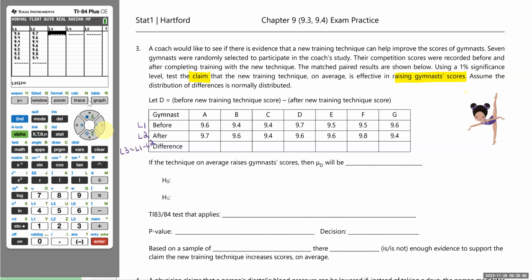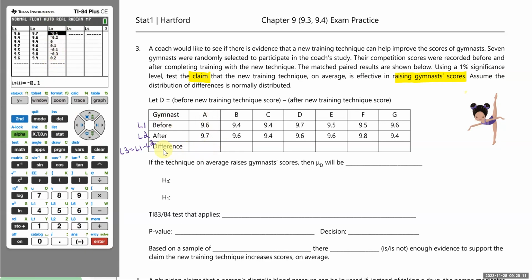All right, so I put my data in already, and then after your data is in, let's take care of the differences. So once you have L1, L2, what I'm going to do is arrow up and highlight L3. So at the bottom, L3 equals nothing there yet. So we're going to enter L1, so second 1, L1, minus second 2, L2, hit enter. And it will populate that column with the differences.